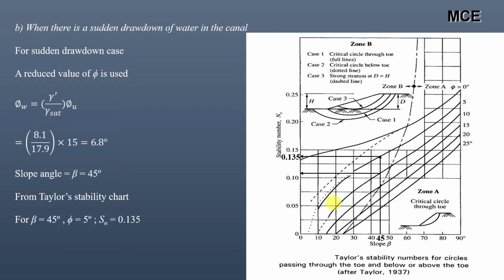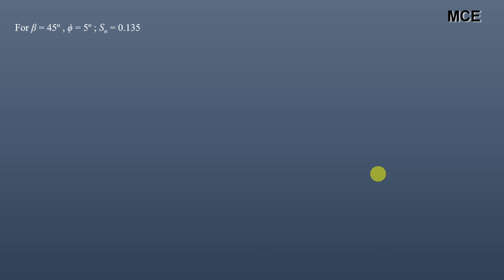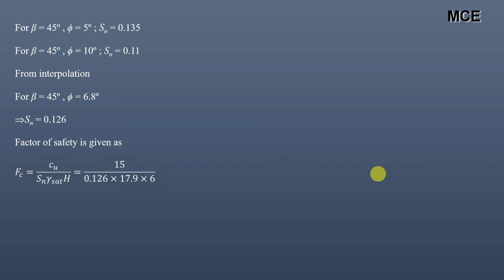Similarly, for a slope angle of 45 degree and friction angle of 10 degree, which is this curve, you will get the stability number as 0.11. After that you will interpolate between these two values. For beta equal to 45 degree and phi equal to 5 degrees, stability number is 0.135. For beta equal to 45 degree and phi equal to 10 degrees, stability number is 0.11. From interpolation you will find that for beta equal to 45 degree and phi equal to 6.8 degree, the stability number will be 0.126.